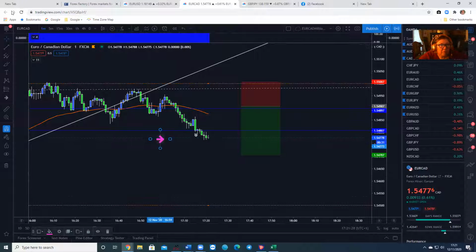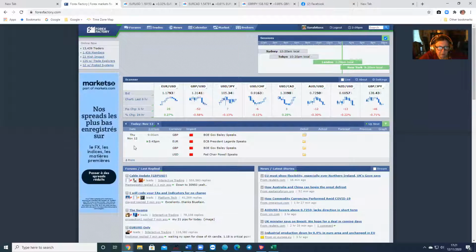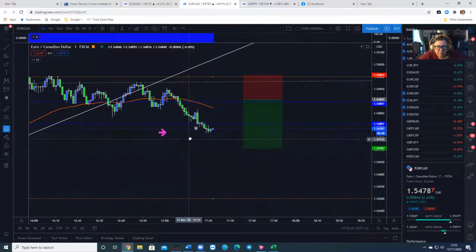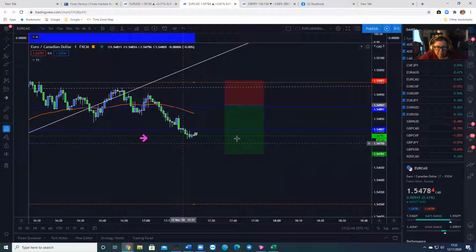But if we look at our Forex Factory, 5:45 Paris time, so in 25 minutes, we've got the Euro president speaking, plus the Bank of England speaking. This might affect, obviously Brexit talks are affecting this, and we have the Bank of England this morning, and then tomorrow US news, nothing tomorrow, so US news later. So I don't want to be in this trade much longer. We'll see how we get on.